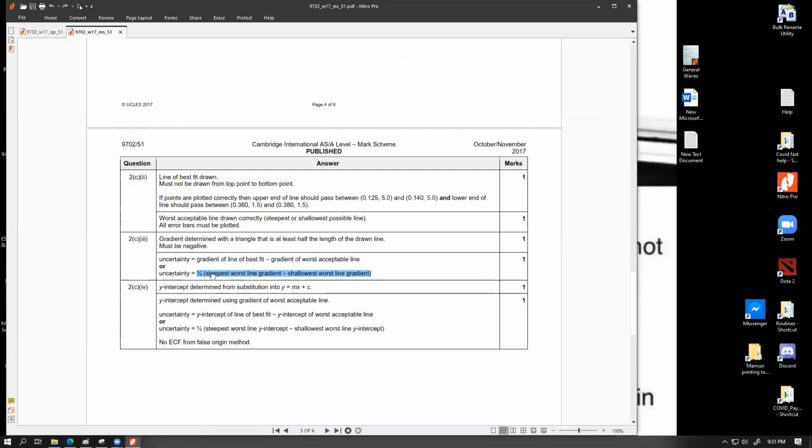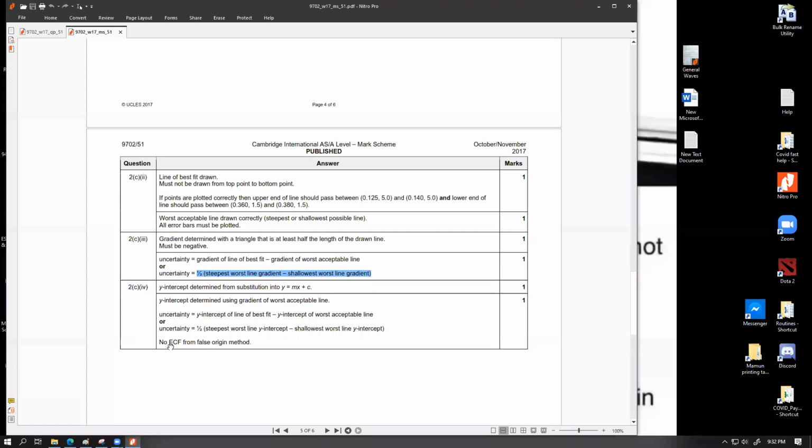So এটাও একটা acceptable way, but this would require far too bigger amount of calculation, so I don't usually recommend this. But if you really want to do this, you are allowed to. Last thing, y-intercept determined from the substitution into y equals to mx. এই প্রসিডিউর তুমি করছো, ক্যালকুলেশন ভুল হলেও তুমি যদি এটা অ্যাটেম্প করে থাকো তোমাকে 1 মার্ক দিবে। This is the concept mark. Y-intercept determined using gradient of the worst acceptable line, uncertainty, best fit error, no ECF from false origin method.